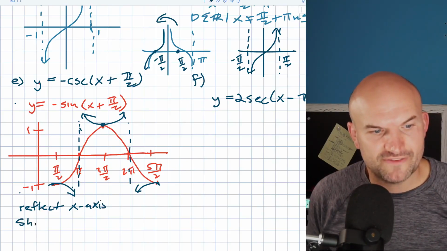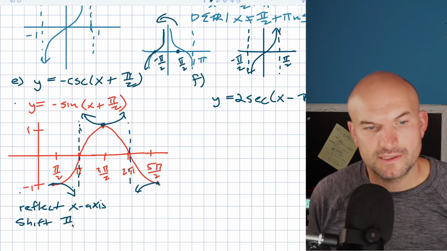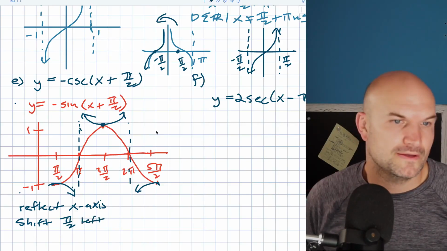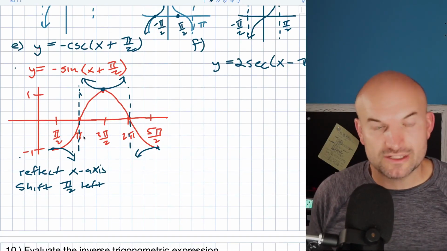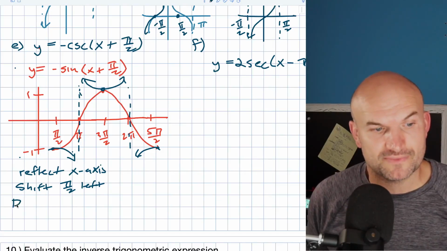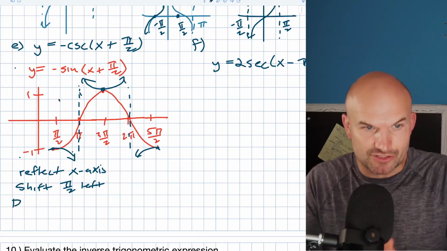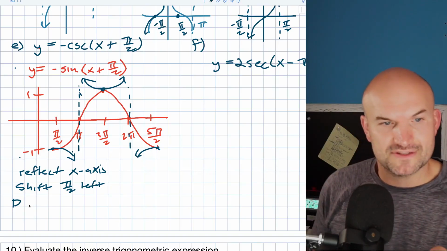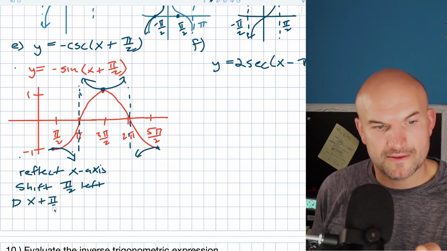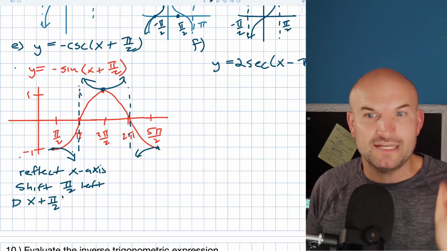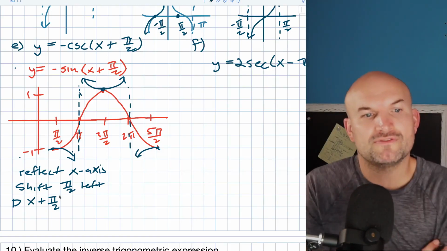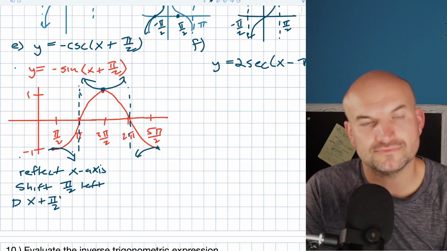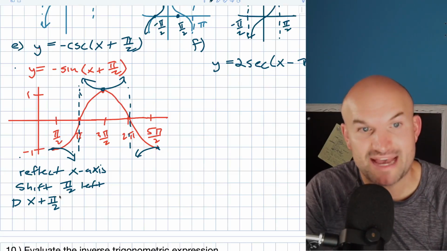We have a phase shift, pi halves to the left. And then my domain and range is actually a little bit difficult. So for my domain, what you're going to do is take whatever's inside your function, x plus pi halves, and set that equal to where your function is going to have asymptotes.